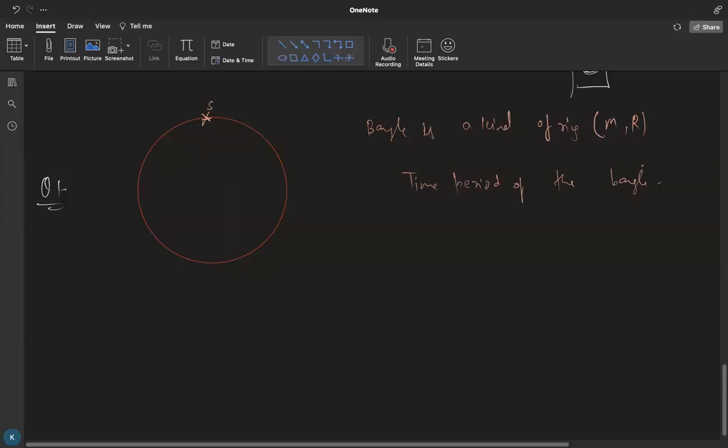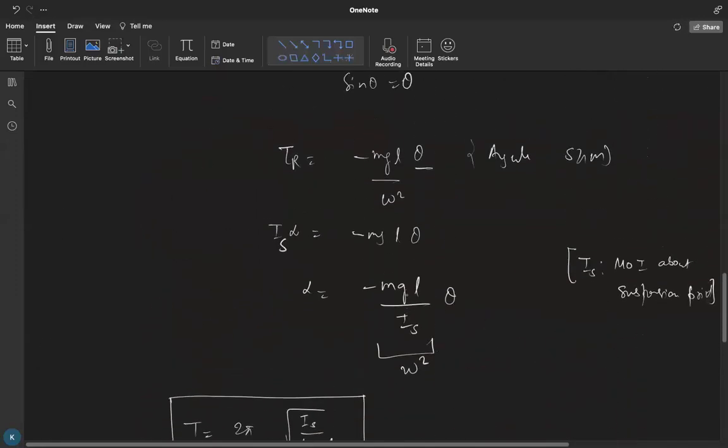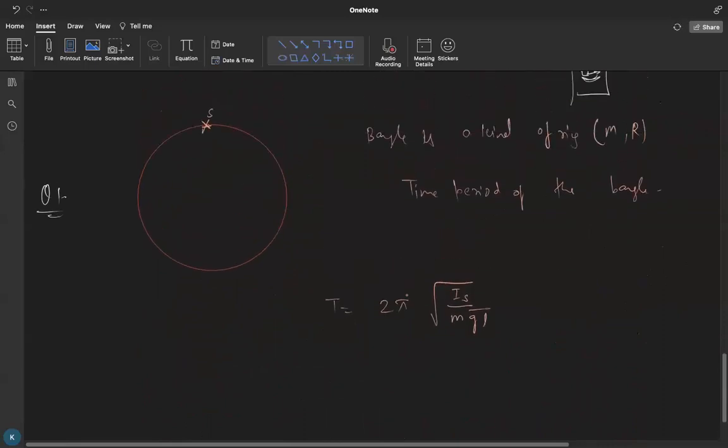So this is actually our compound pendulum, right? And we all know that the formula for the time period for the compound pendulum is 2 pi root under I about the suspension point divided by mgL. We actually derived it here, right? Now we all know that.